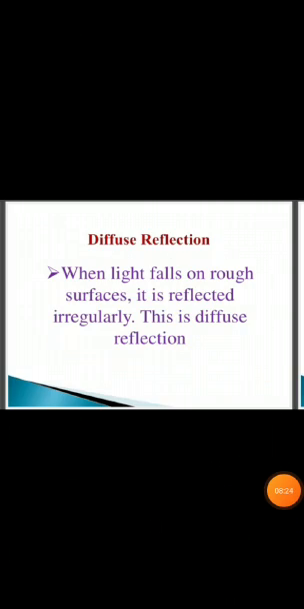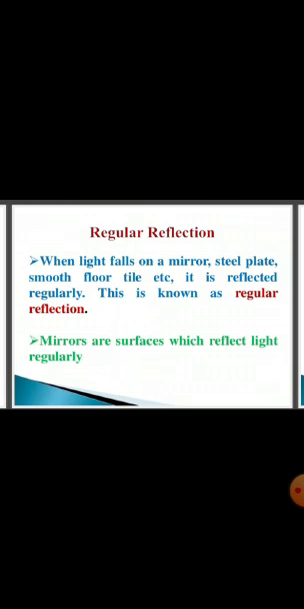Now the next topic is about diffuse reflection. What is diffuse reflection? As we have discussed in the previous topic, there are two types of reflection: regular reflection and diffuse reflection. First we will discuss regular reflection. When light rays fall on any smooth or polished surface like a mirror or steel plate, that is reflected regularly, and that is called regular reflection.